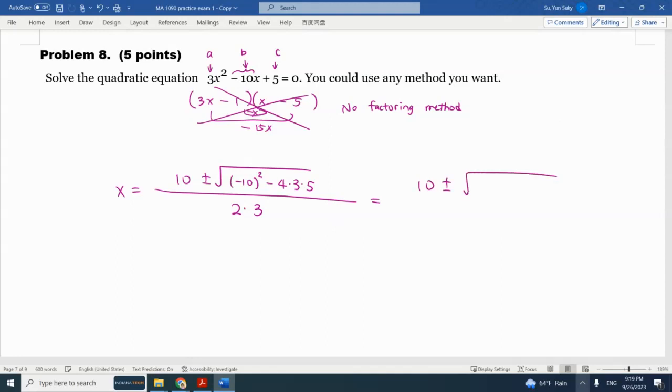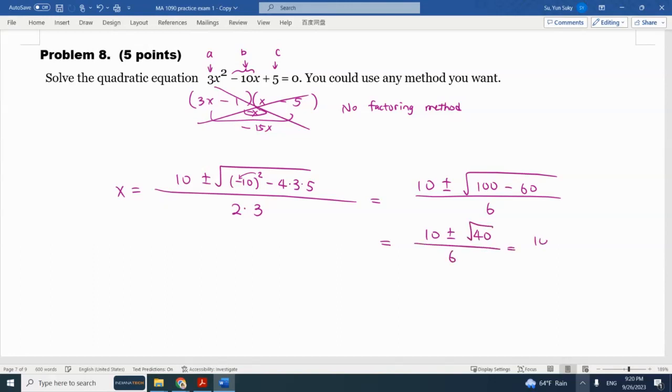So 10 plus or minus. Be careful when the negative squared becomes positive. So you get 100 minus 4 times 5 is 20 times 3 is 60. 2 times 3 is 6. Oh, 100 minus 60 is 40.